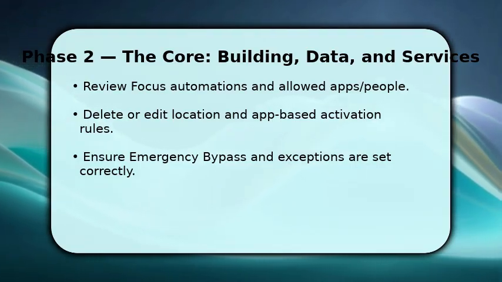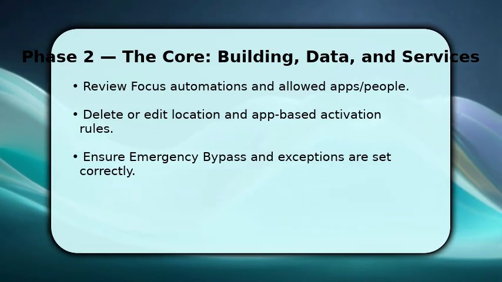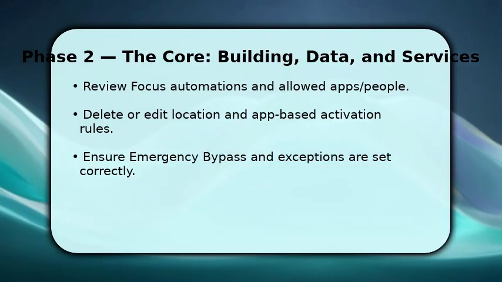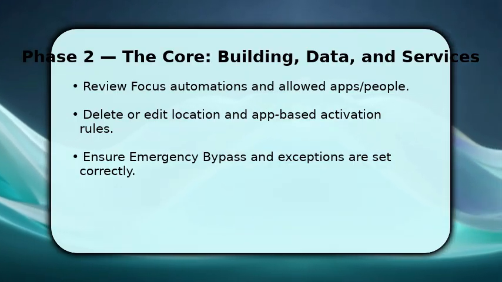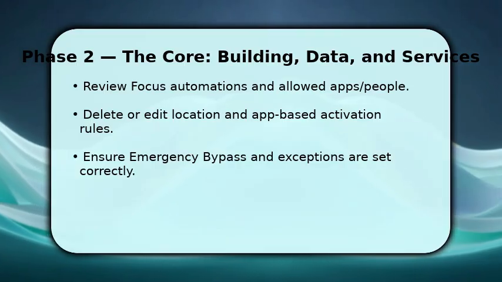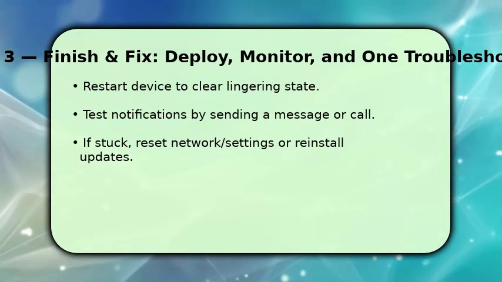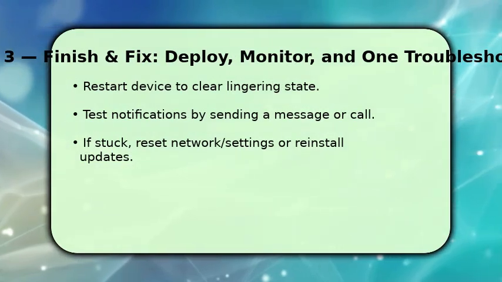Then inspect allowed people and apps, make sure critical contacts are permitted, and disable emergency bypass only if you want complete silence. This detailed execution prevents accidental reactivation and restores. To finish, restart your device to clear any lingering state so settings apply cleanly.